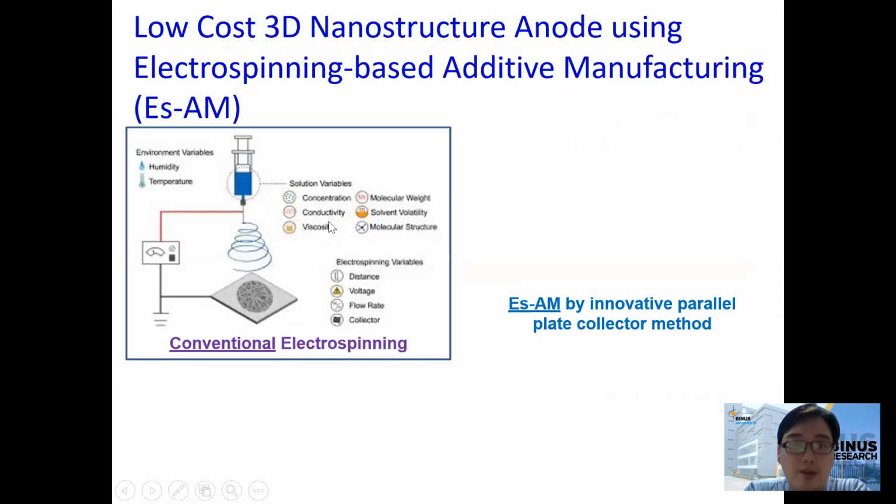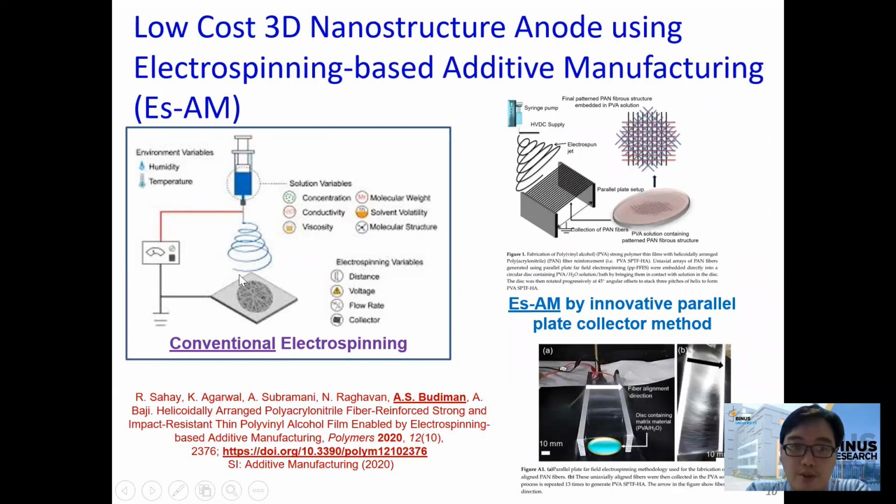Okay, so this is the conventional setup of electrospinning using a flat collector plate. In our setup, we use a parallel plate and introduce the voltage bias within the parallel plate. It can align the nanofibers into one direction. So if we change the direction of the parallel plate, we can produce these structures, and it will lead to the 3D nanostructures.